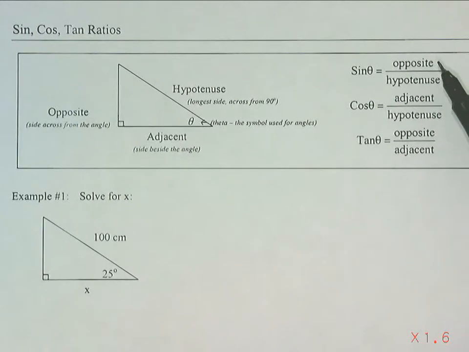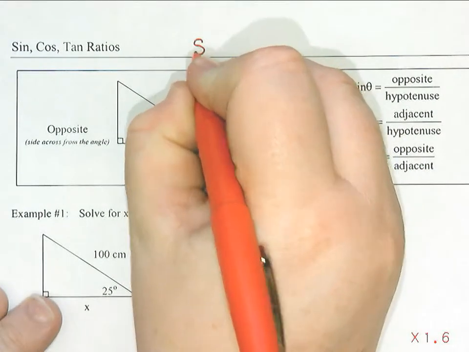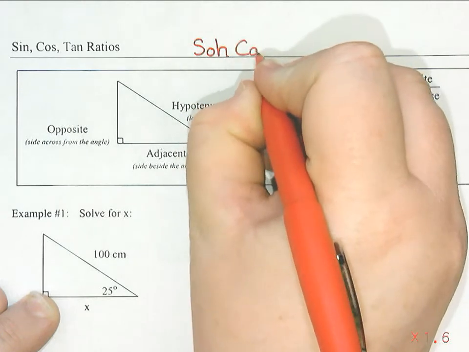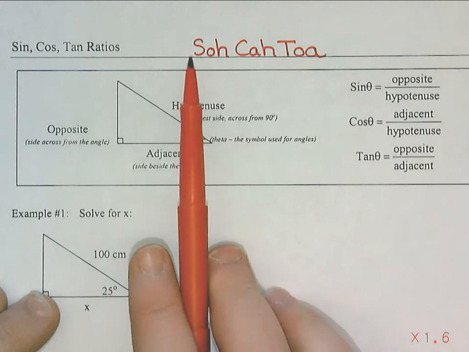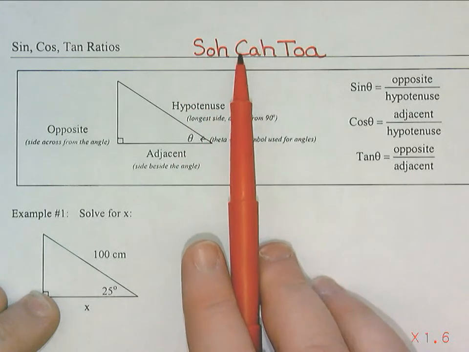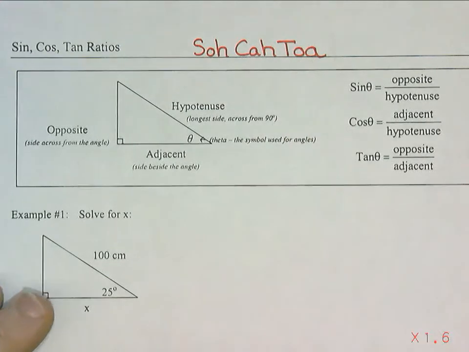Sine is the ratio of opposite divided by hypotenuse. Cosine is the ratio of adjacent divided by hypotenuse. Tan is the ratio of opposite divided by adjacent. And to help me remember what the different ratios are, I use a little short form called SohCahToa. It's an easy way of remembering that sine is opposite over hypotenuse, cosine is adjacent over hypotenuse, and tan is opposite over adjacent.